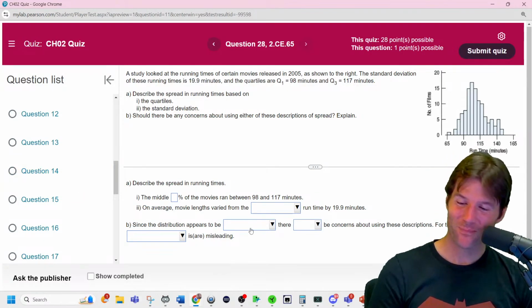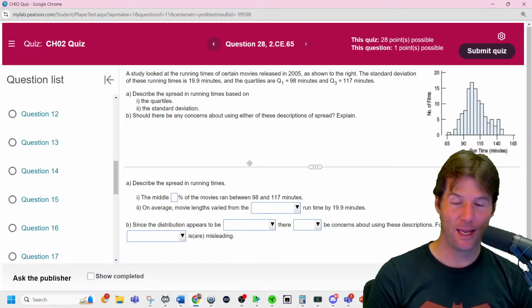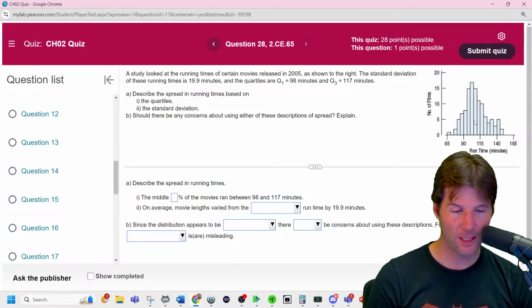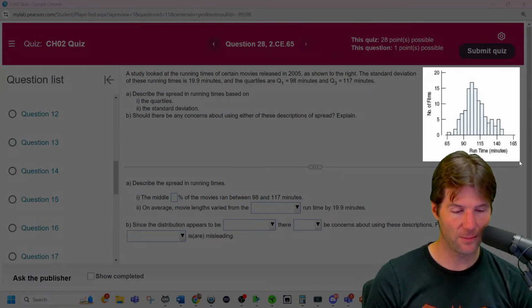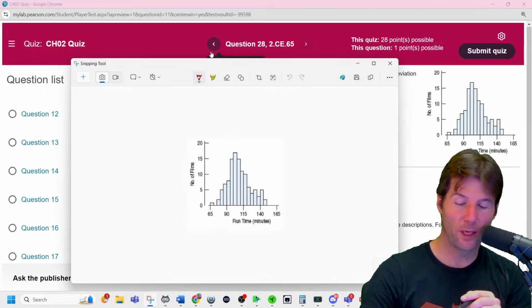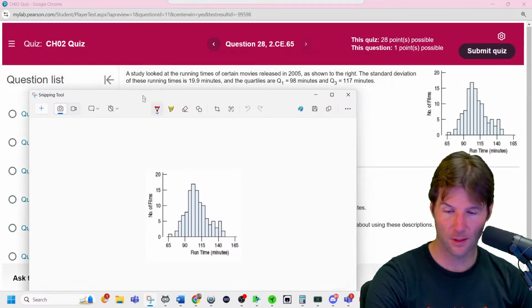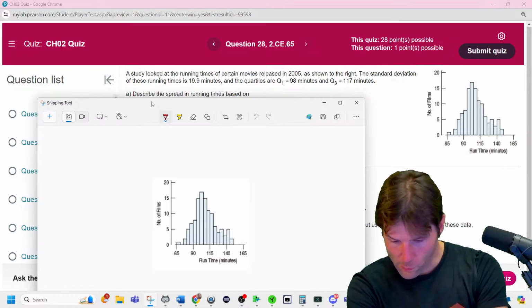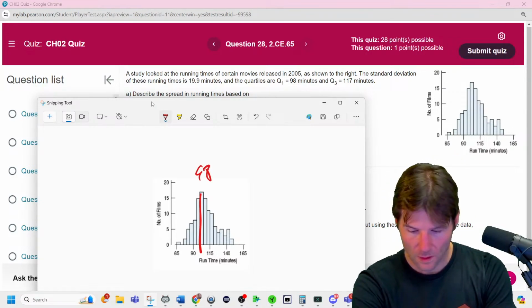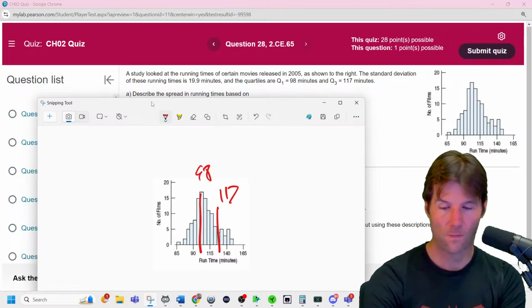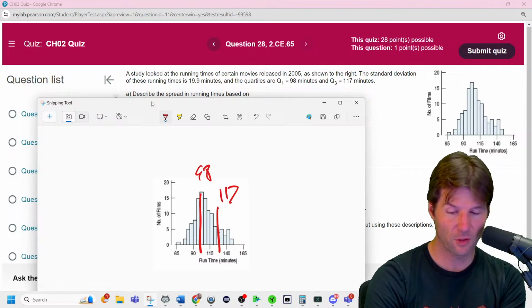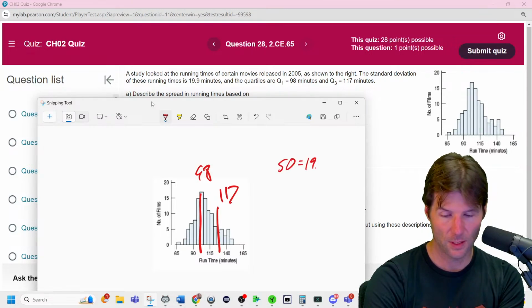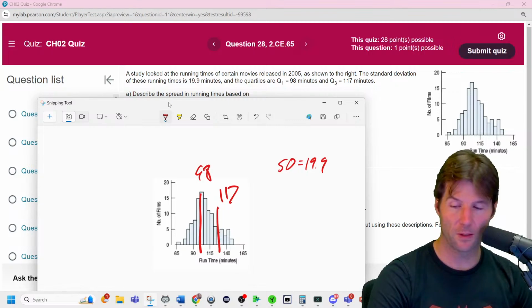Okay, here we go. A study looked at the running time of certain movies, and we have from 2005, and it's shown to the right. It's mostly symmetric, and it gives you Q1 and gives you Q3, which are the 25th and 75th percentile respectively. And so what we'd have right here is Q1. And the standard deviation, which is a measure of spread, is about 20. So standard deviation equals 19.9. And the median would be somewhere between those.